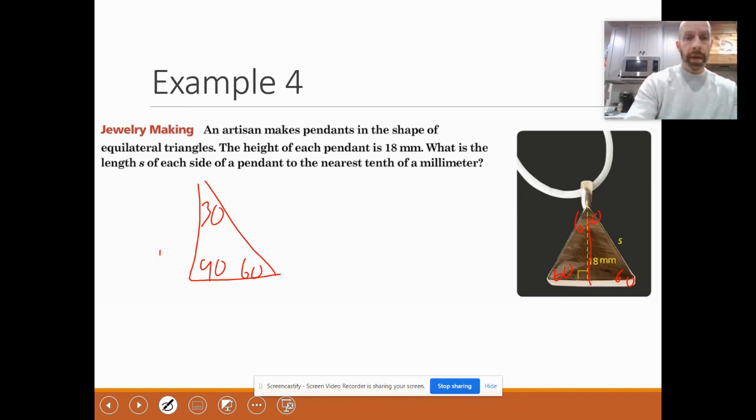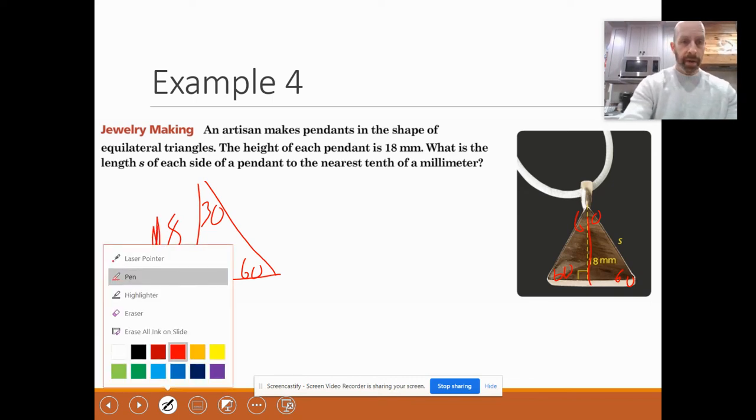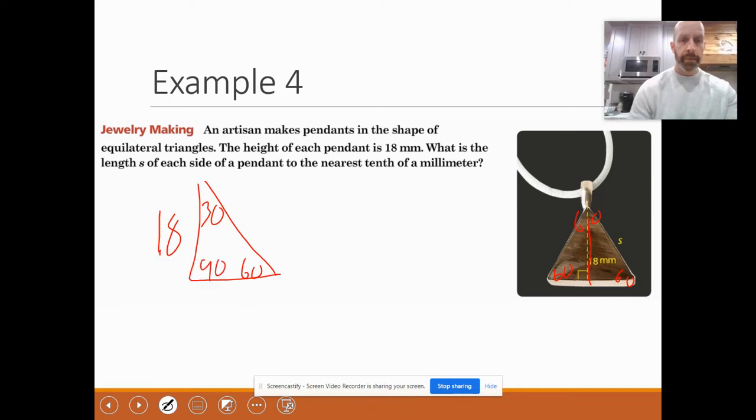We again know that the height here is 18, not 1.8, but that's 18. Sorry, that's a hot mess. Let me fix that. There we go. So to get this shorter side here, we're going to have to divide by the square root of 3. So this is going to be 18 divided by the square root of 3.